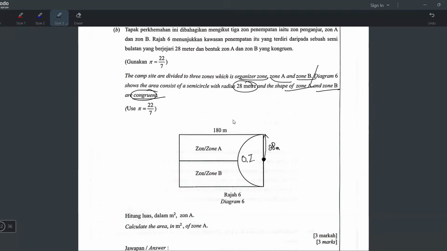Okay, I think I will take the area of the rectangle minus the semicircle, and after minus the semicircle, divide by 2. Right? I think that's the plan. And that's the only way actually.